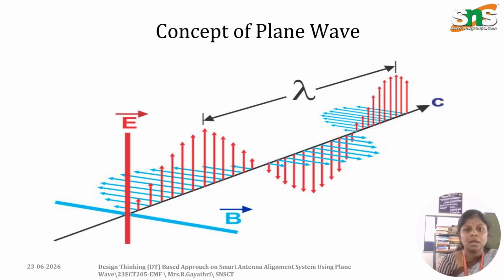Taking the concept of the plane wave, an electric field and a magnetic field will be present, and the electric field and magnetic field are perpendicular to each other, separated by the distance of lambda, and traveling with the velocity of light. This is the concept of the plane wave.